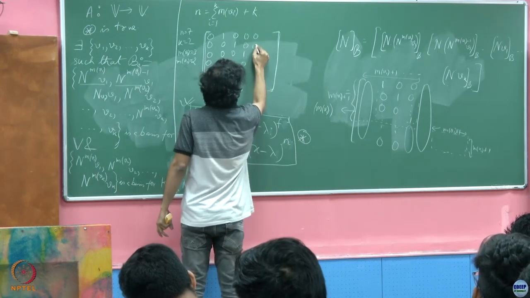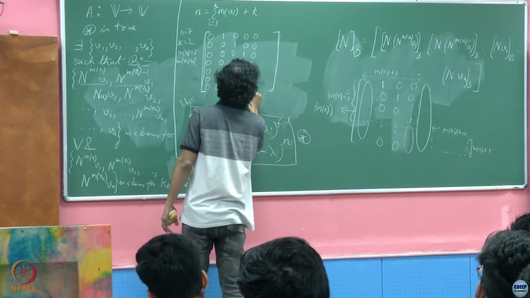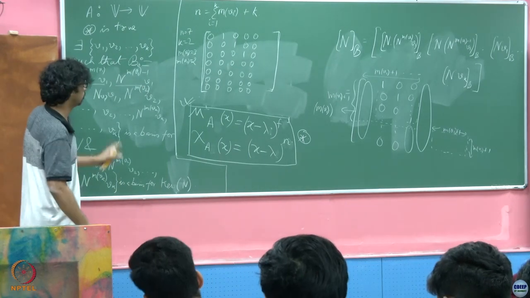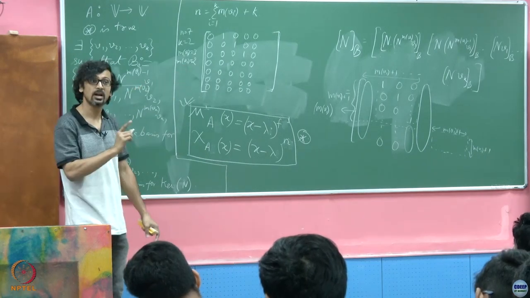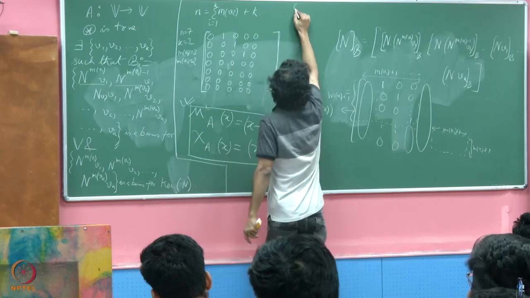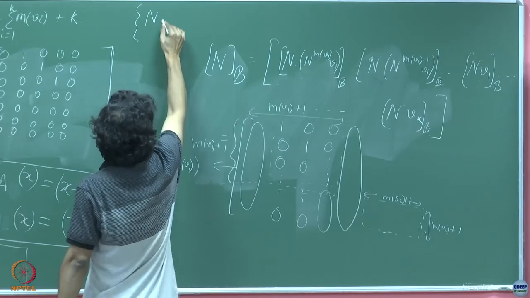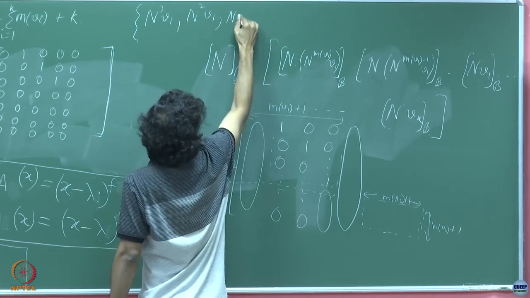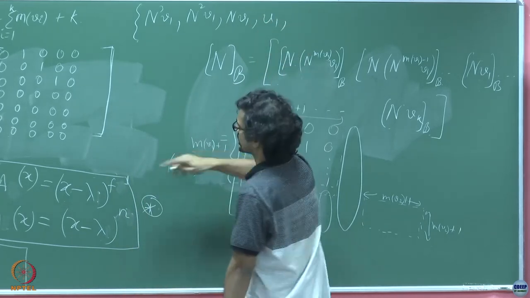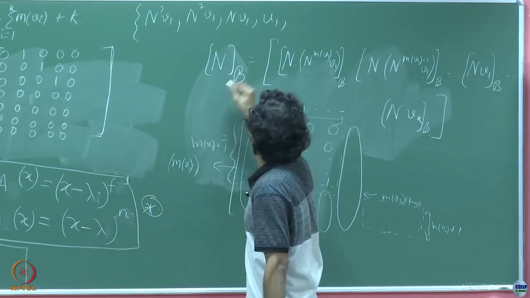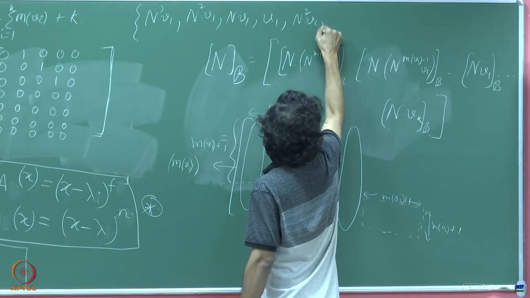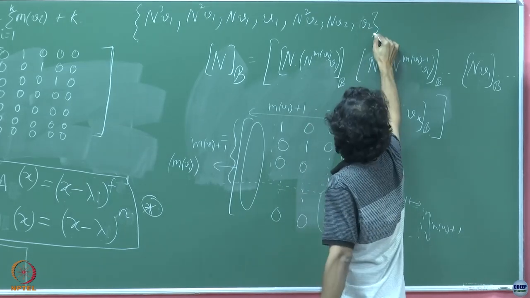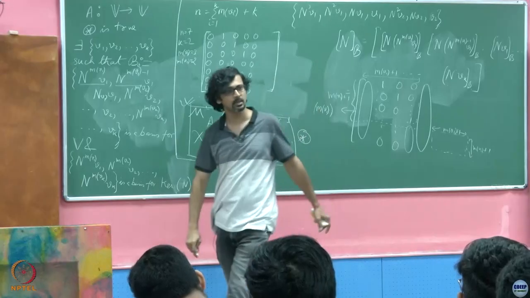So this will again be 0, 0, 0, 0, 0, 0, 0, right? Next, when you hit it, what do you get? You get n squared v2. But n squared v2 is which element? So let's just write down the basis here. So the basis is n cubed v1, n squared v1, n v1, v1. So this is a seven-dimensional vector space. You need seven elements in the basis. Then n squared v2, n v2, and v2. So by Jordan's theorem, by the Jordan form, this is apparently a basis.